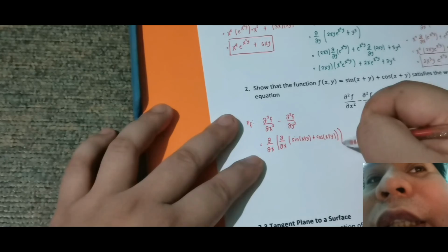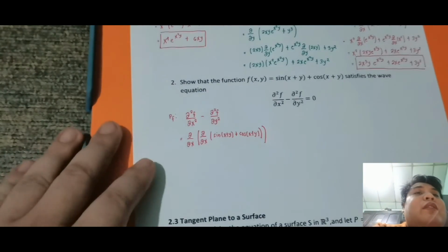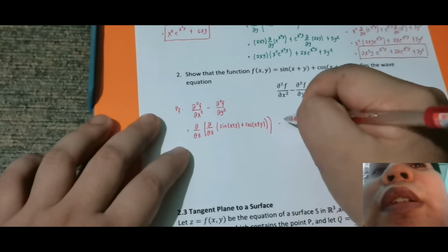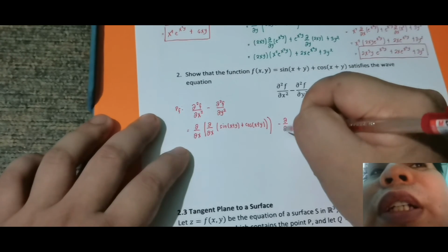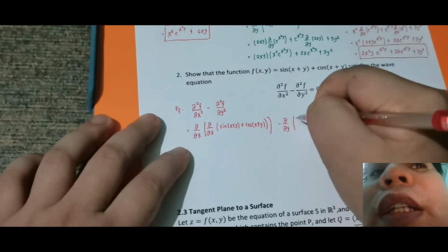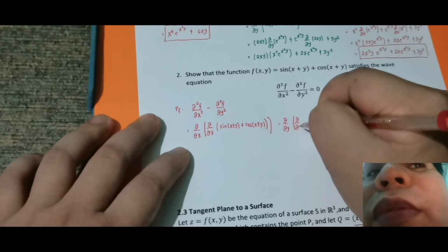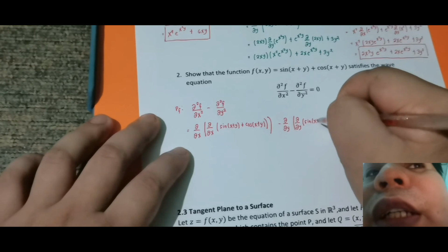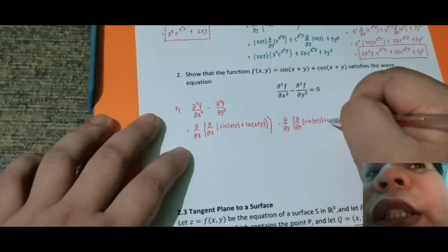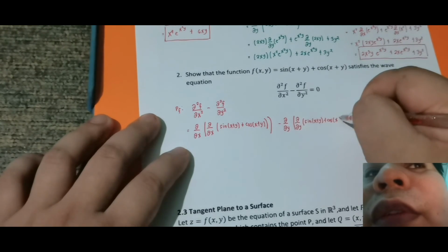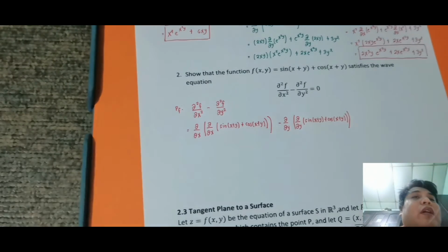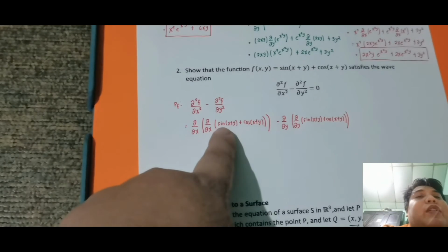Then close pa natin. Okay, then minus second partial derivative with respect sa y, then partial derivative with respect sa y nung function natin which is sine x plus y plus cosine x plus y. Okay, then close. Okay, so syempre una is partial derivative with respect sa x.